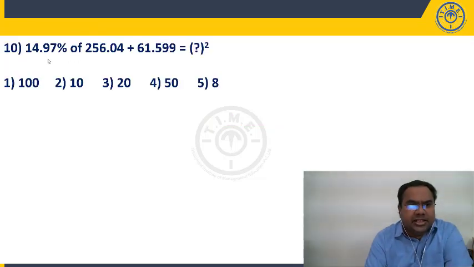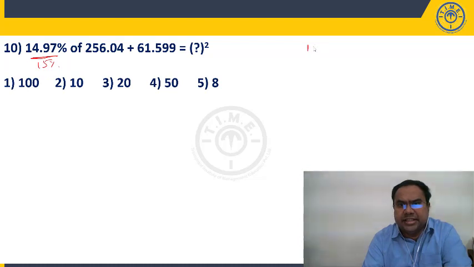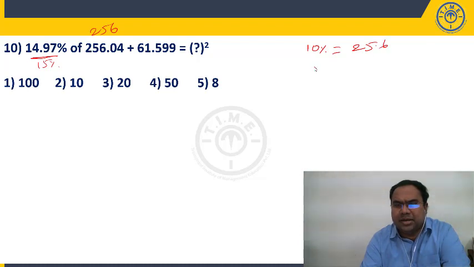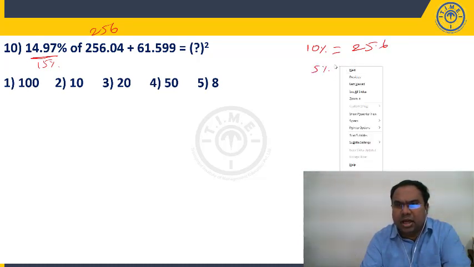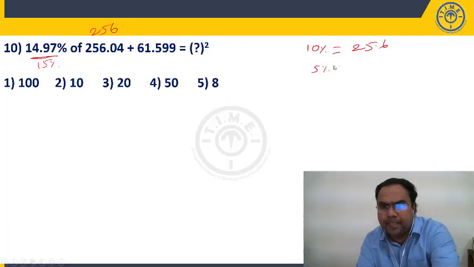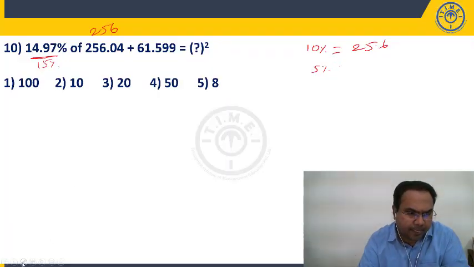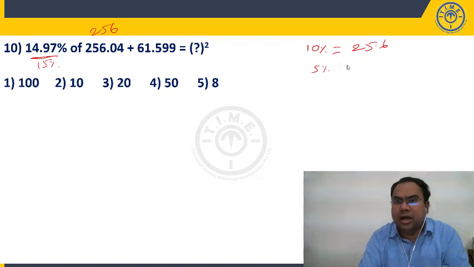You see here, I can do it in 2 ways. First, take 15% of 256. How much is 10 percent? 10 percent is 25.6. 5 percent will be half of this, so half of this is 12.8.